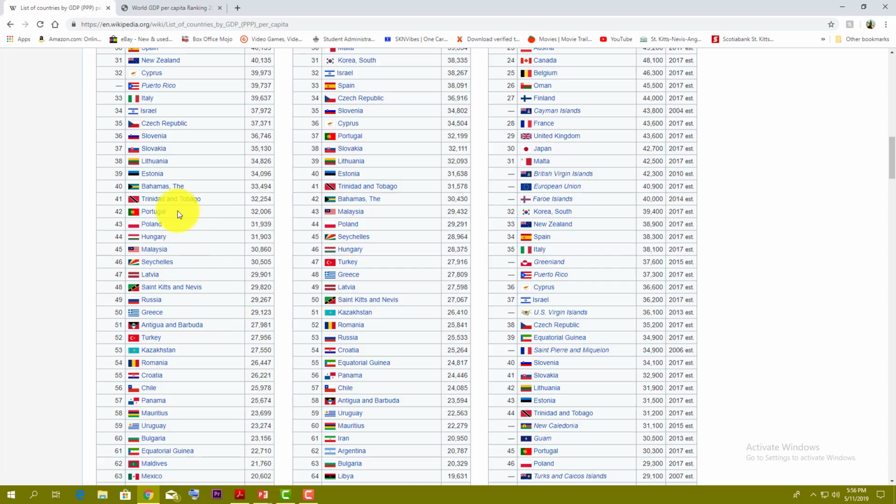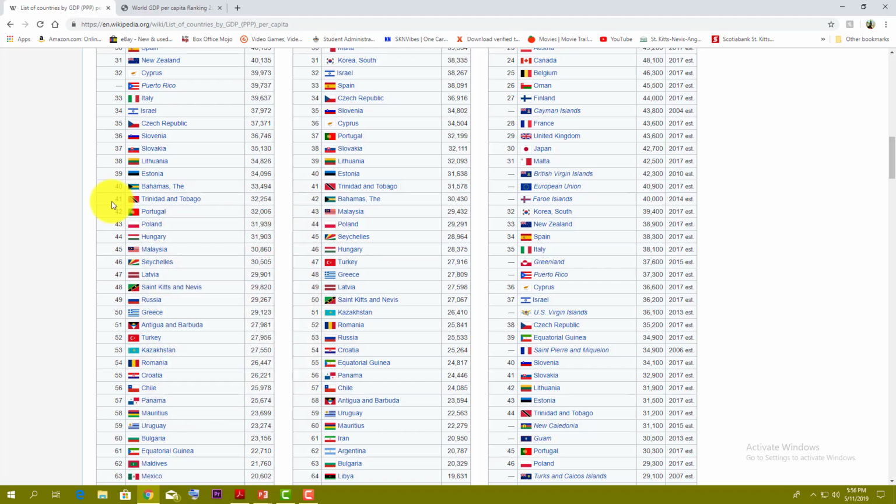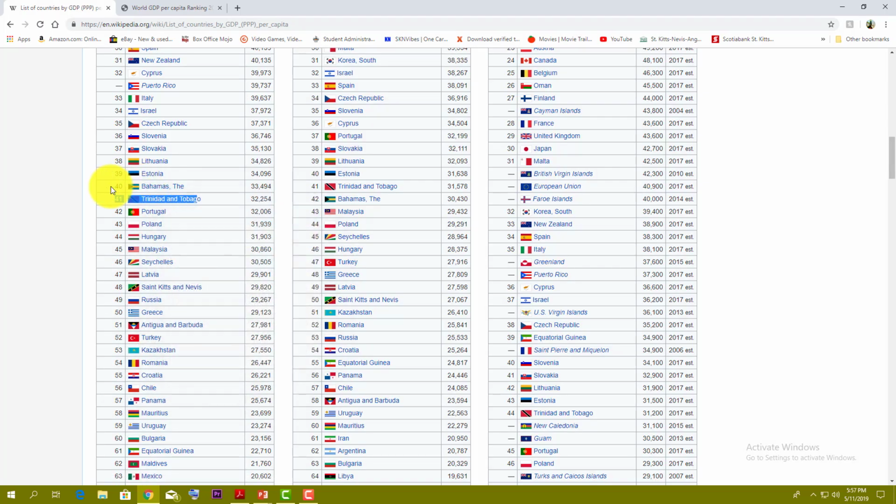Okay, so we have the island here of Trinidad and Tobago. They are saying that in all of the countries in the world, Trinidad and Tobago is ranked number 41 according to the IMF in GDP per capita. You have the Bahamas just above here, which is number 40.